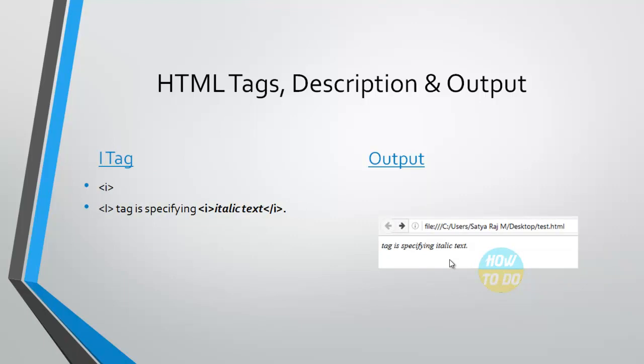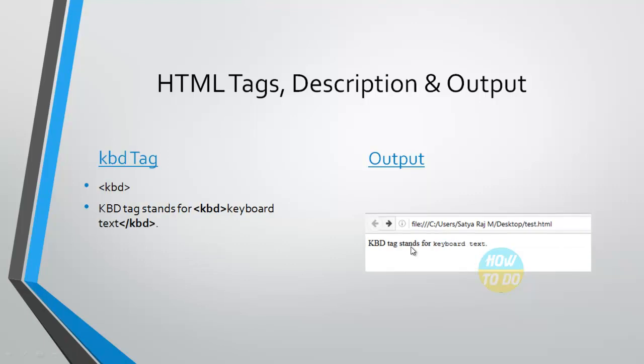Next comes the I tag. I tag is specifying italic text. So this is the syntax for the same, and this is the output. Next comes the KBD tag. KBD tag stands for keyboard text. So this is how you will be getting the output. The output will be in the keyboard text format.